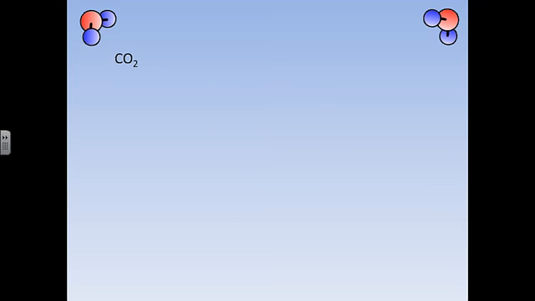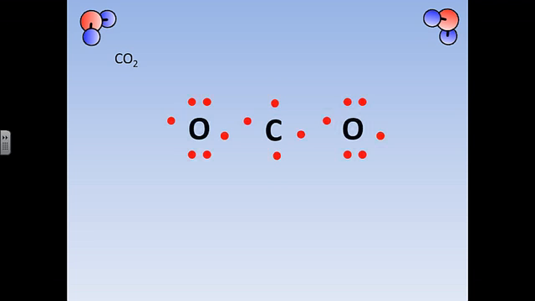The third example is carbon dioxide, or CO2. Carbon will be the central atom with an oxygen on either side. Carbon is in group 14, so it has 4 valence electrons. Oxygen is in group 16, so each oxygen has 6 valence electrons. Adding the 4 valence electrons from carbon with the 6 valence electrons from each oxygen gives a total of 16 valence electrons in the Lewis structure.